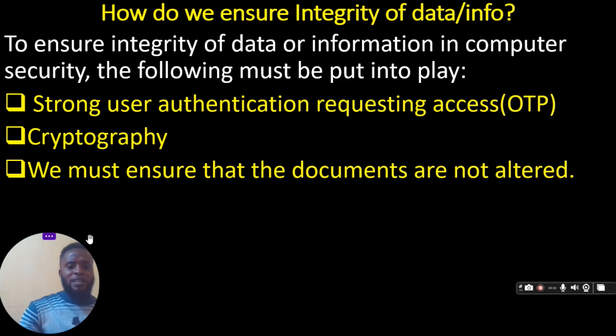Next, about how we can ensure integrity of data or information. When it comes to integrity, we must ensure that the document or data are not altered. Alteration is also one of the violations of policy. So we must ensure that our data or our document is not altered.